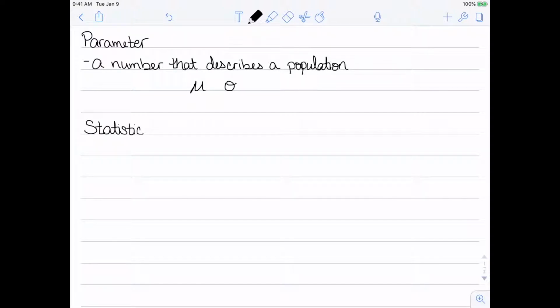On the other side of that, we have a statistic. A statistic is a number that is computed from sample data rather than the entire population. Examples of this would be x bar for the mean of a sample and s for the standard deviation of a sample. So we want to see how these statistics are related to our parameters, and what things from the sample can tell us about the population. This is the idea of statistical inference.